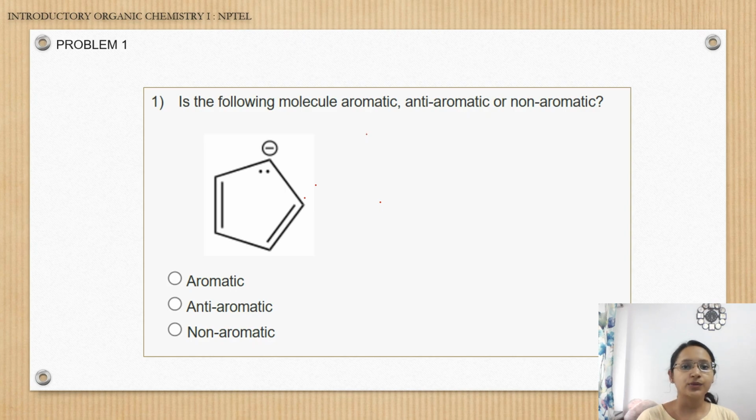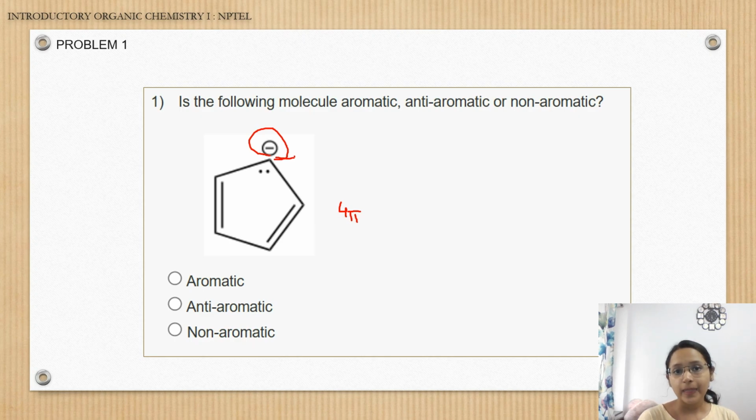Aromatic. So how is it aromatic? Here you have 1 and 2 double bonds, that means 4 pi electrons are present in the system, right? But if you see only the double bonds, then you will say that it is an anti-aromatic compound. But now you have to look into this negative charge as well. A negative charge means it has an unshared pair of electrons present, right?